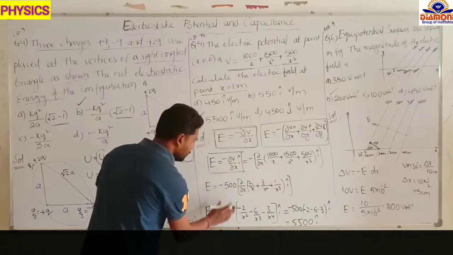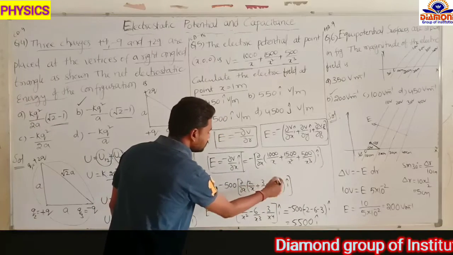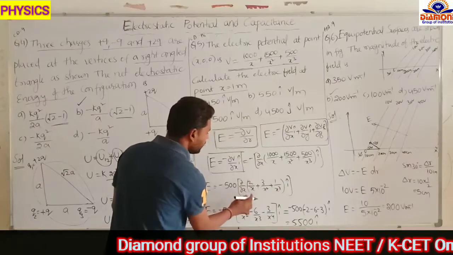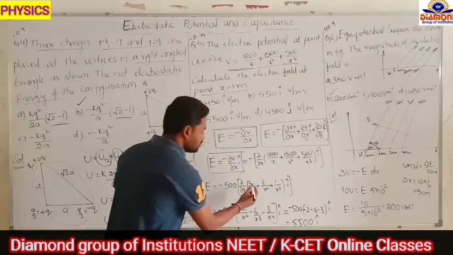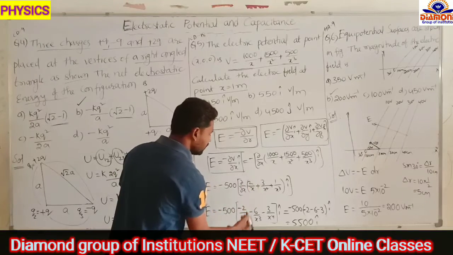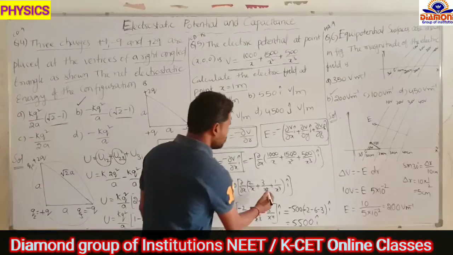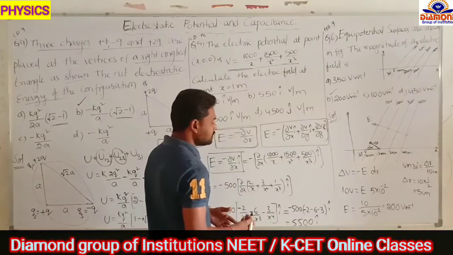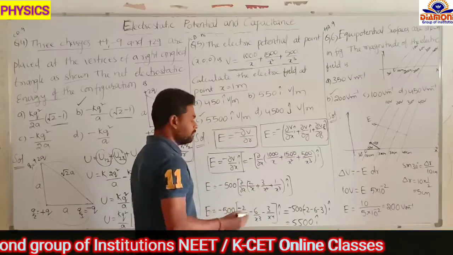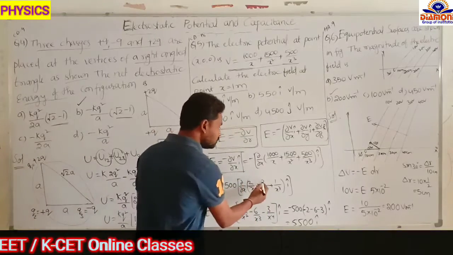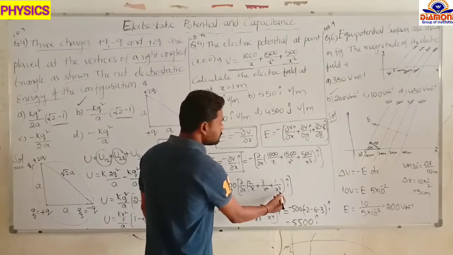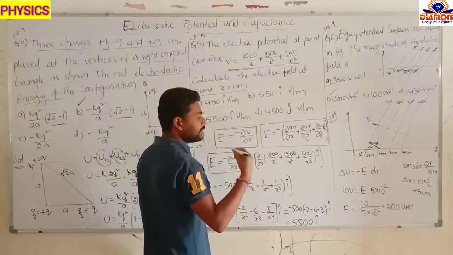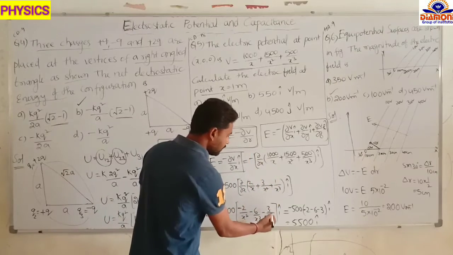So now here minus 500 into, differentiate this one. Okay, 2 is same. 1 by x, differentiation is minus 1 by x square. So minus 1 by x square into 2, minus 2 by x square. 1 by x square, differentiation is minus 2 by x cube. Minus 2 by x cube into 3, minus 6 by x cube. 1 by x cube, differentiation is minus 3 by x power 4. So minus 3 by x power 4.